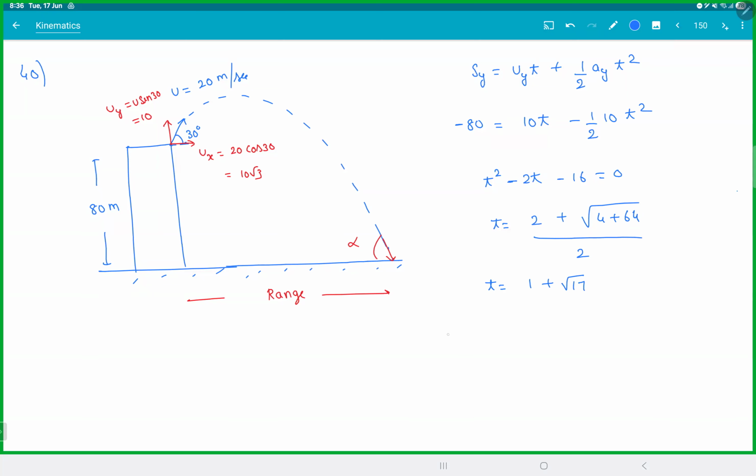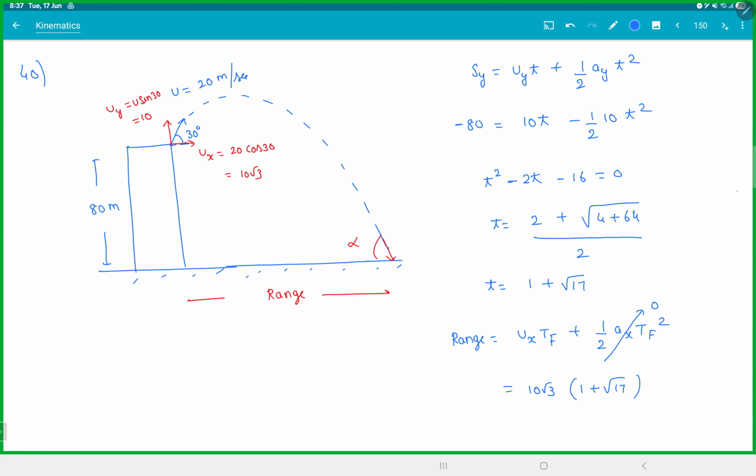Then what is the range? Range is nothing but Sx. So range is nothing but Ux times time of flight, plus half Ax times time of flight square. But the horizontal acceleration is 0, so we'll not write this term. Be careful, right now it is 0. Later on it will not be 0. The Ux is 10 root 3 into 1 plus root 17. That's your range.